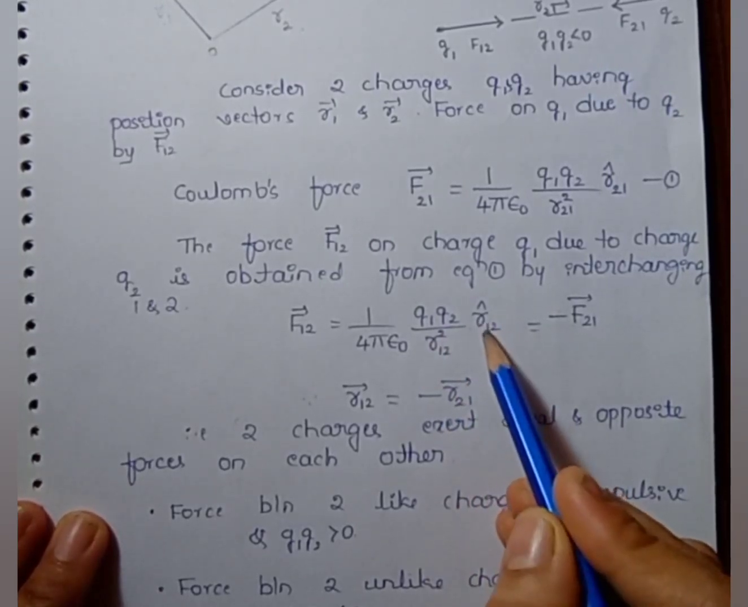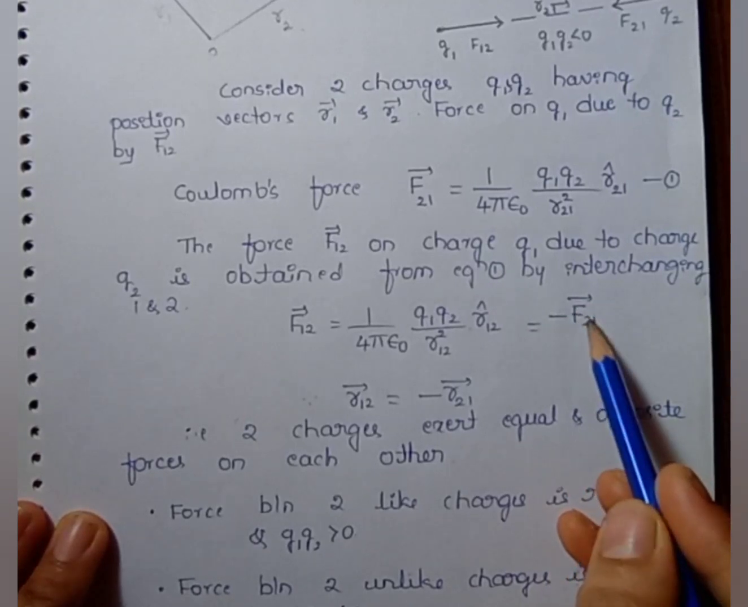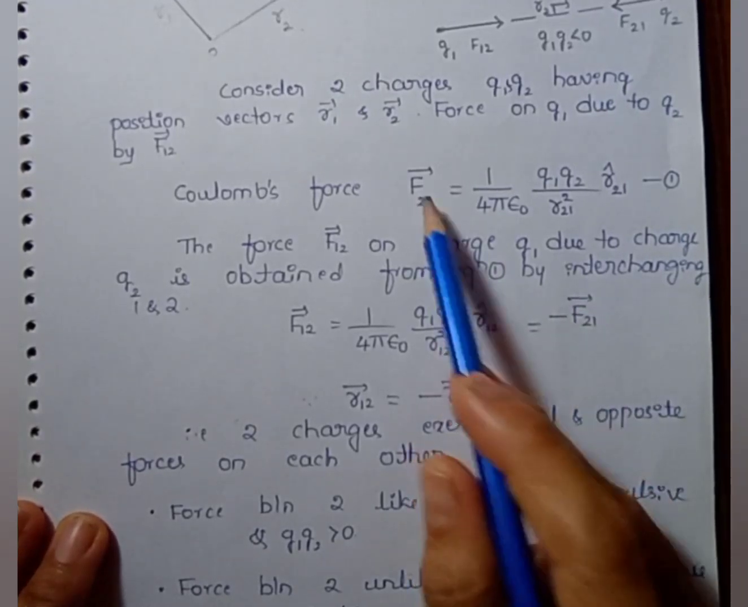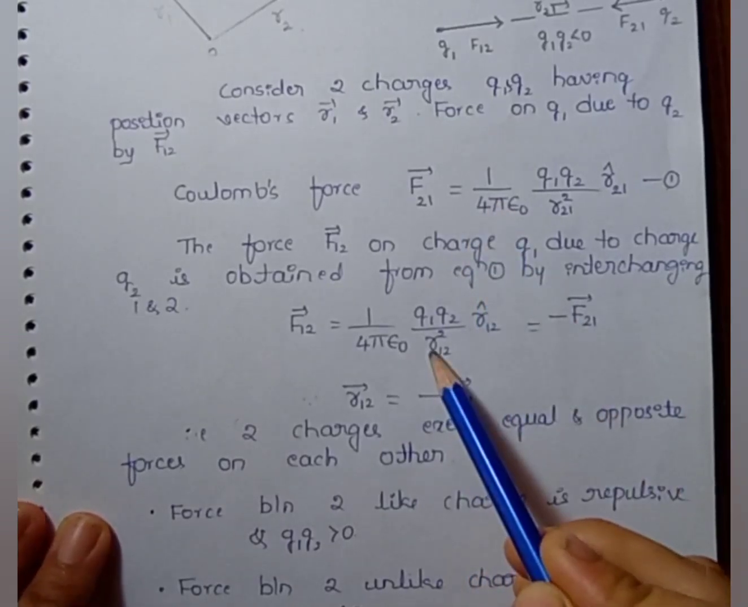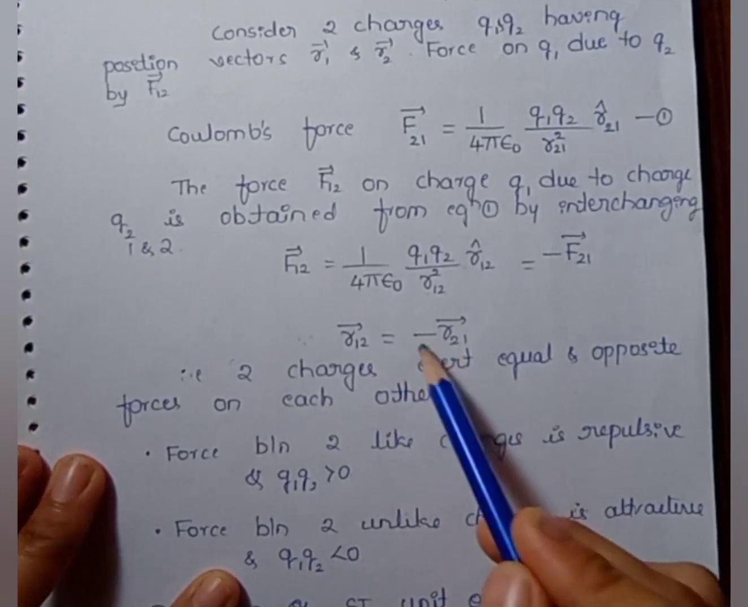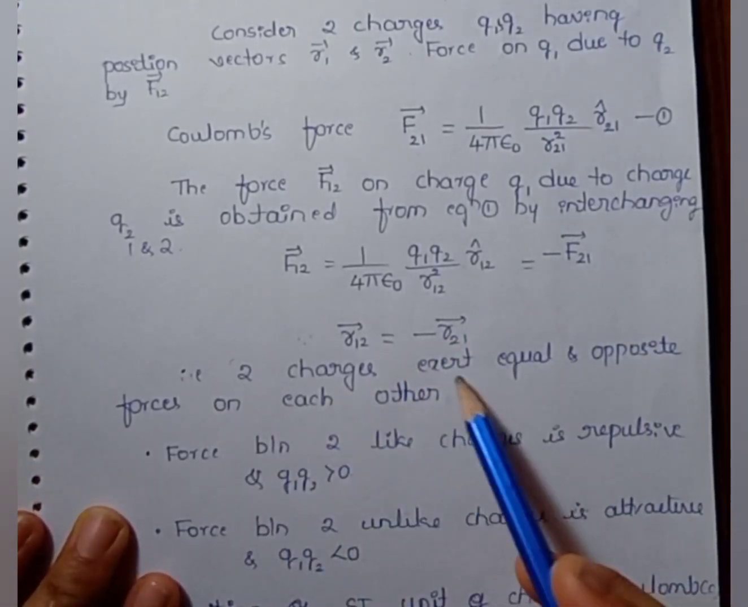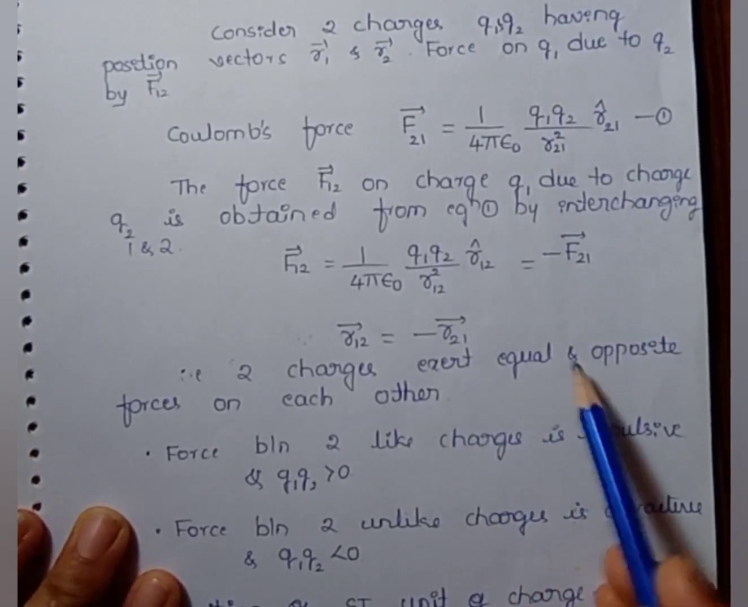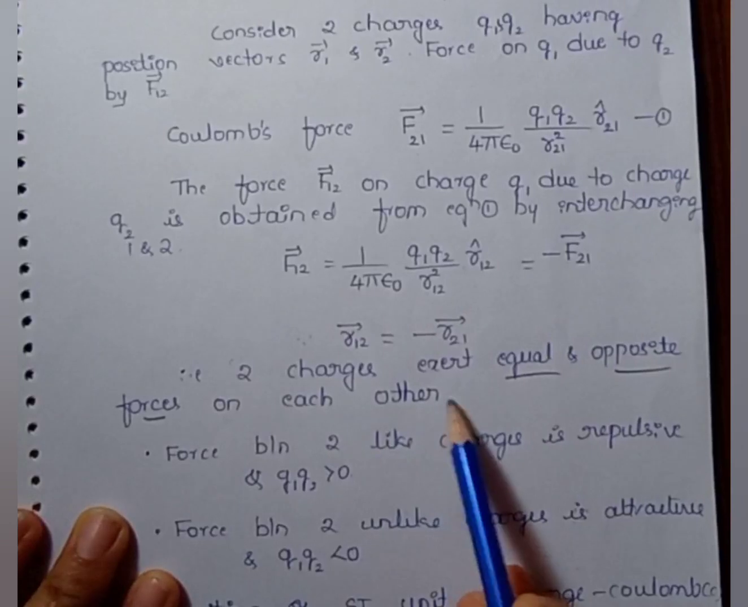Square into R12 cap, and that one is equal to negative of F21, meaning reverse of F21. If you just consider it, you can see that this one is the reverse. Therefore, R12 vector can be written as minus of R21 vector. That is, two charges exert equal and opposite forces on each other.